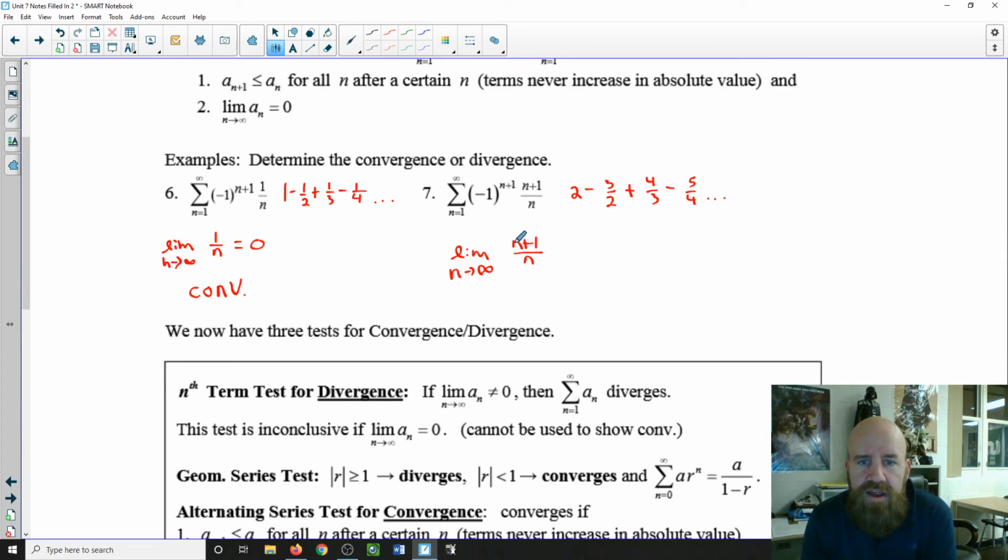and plugging in infinity, we get infinity over infinity. So we could run L'Hopital's rule, or we just know the shortcut. So we know this limit ends up being 1, which is not 0. Okay, so 1 does not equal 0. I'm just going to put that. So this diverges.